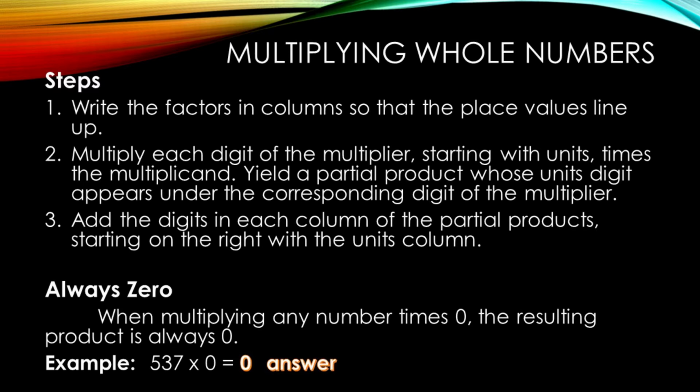Next, always zero. So ano po ba yung ibig sabihin ng always zero? When multiplying any number times zero, the resulting product is always zero. So for example po class, 537 times 0 is equal to 0. So kung gagamitin po natin ang 0, syempre yung magiging sagot po natin ay always 0. Mas lalo na po kung sa multiplication.